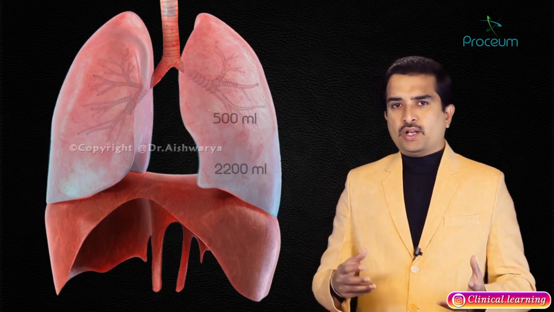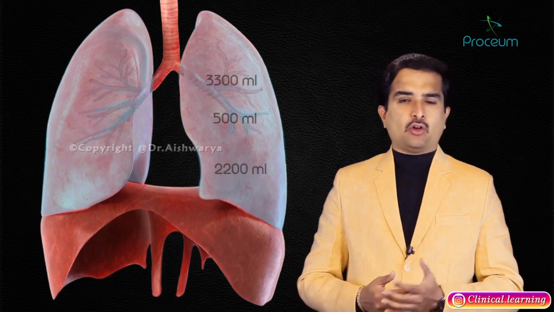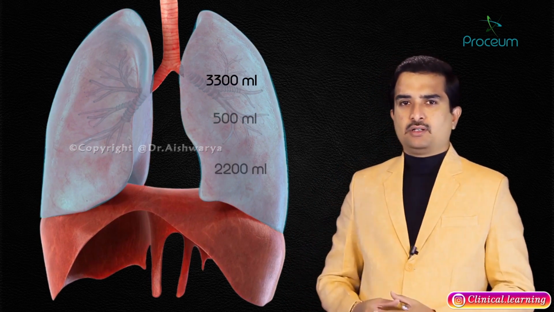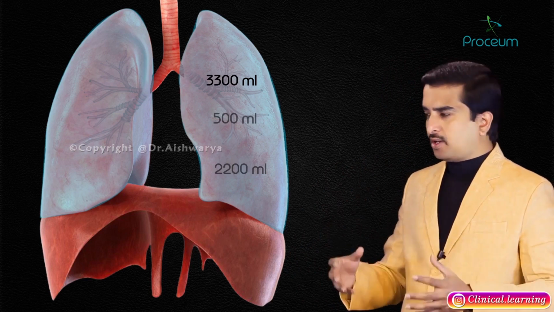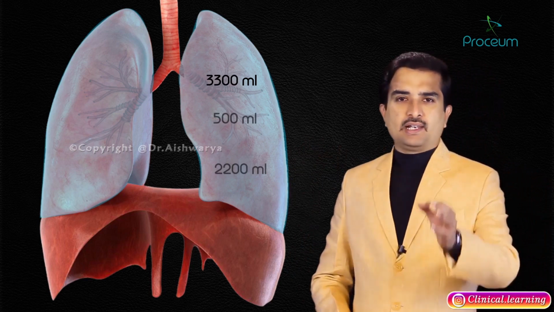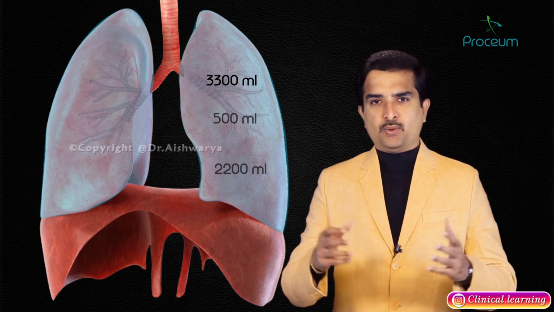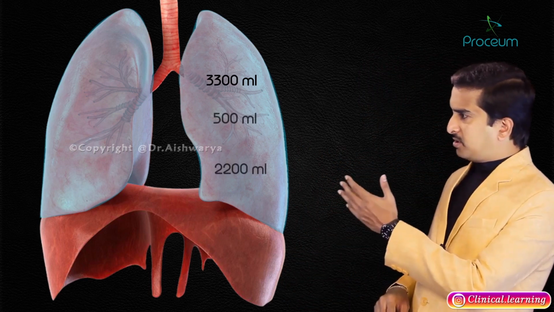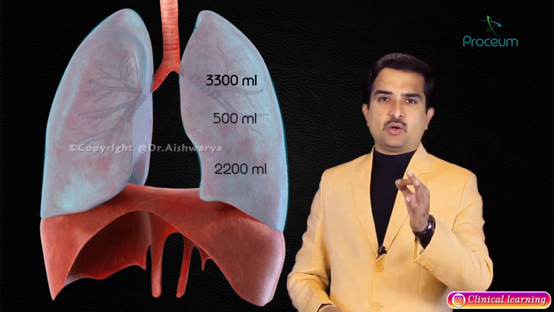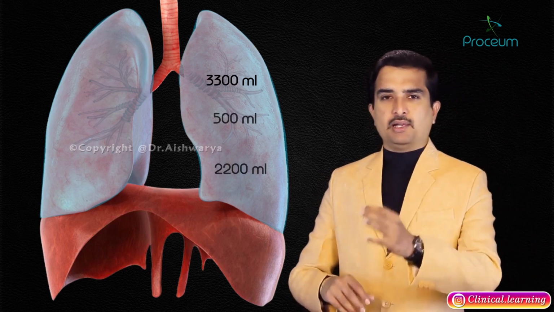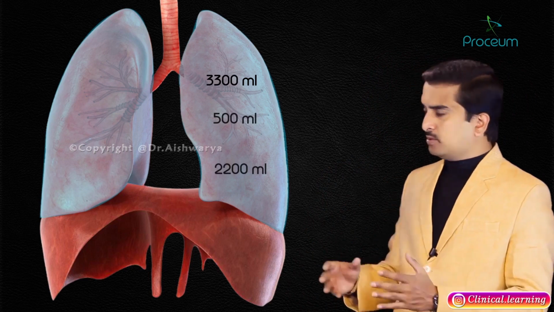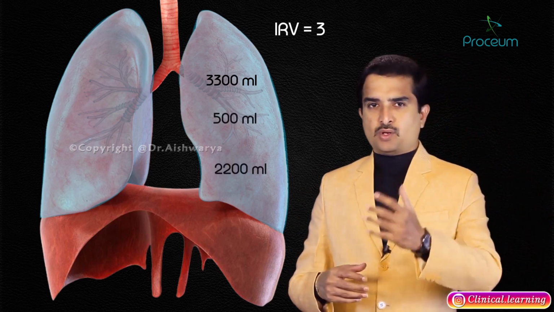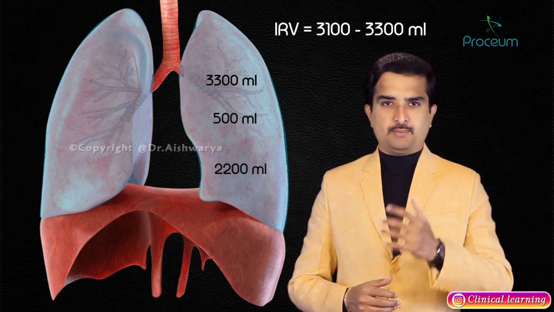Whenever the patient inspires air after the tidal volume with maximum effort, the amount of air entering the lungs gives us the value of the IRV, the inspiratory reserve volume, which is approximately 3,300 ml, ranging from 3,100 to 3,300 ml.